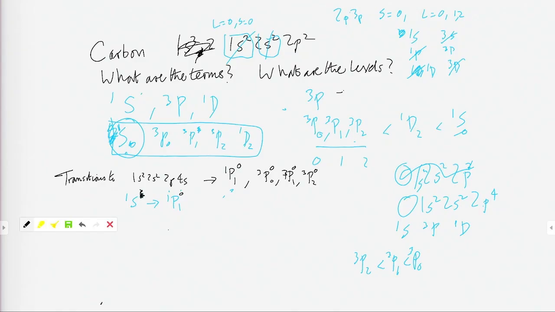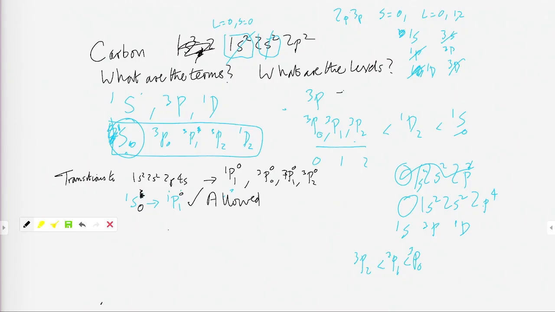You've got a transition from J equals 0 to J equals 1. Is that allowed? Yep, delta J is either 0 or plus or minus 1. And you've got spin that doesn't change. Is that allowed? You think everything's forbidden. Everything's allowed. So this is a completely allowed transition. Okay?